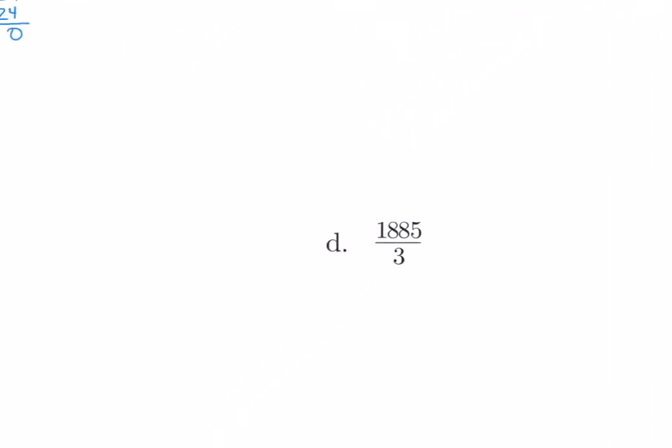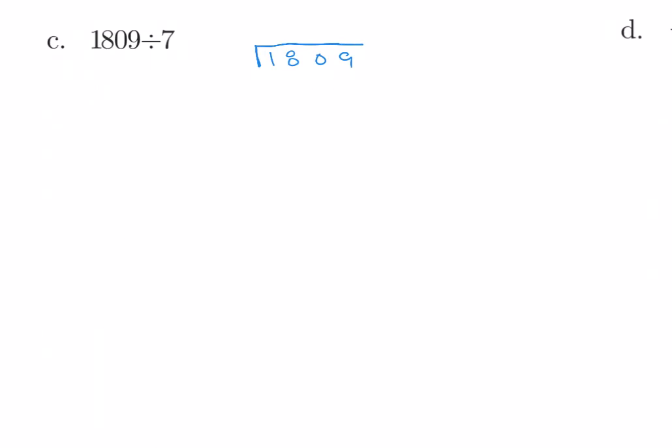Okay, a couple more. Let's try 1809 divided by 7. 1809 will go inside. 7 will go outside. And we start our division. So starting on the left, what's the first number I can divide by 7? It's not 1, but 7 does go into 18, so we're going to start there.